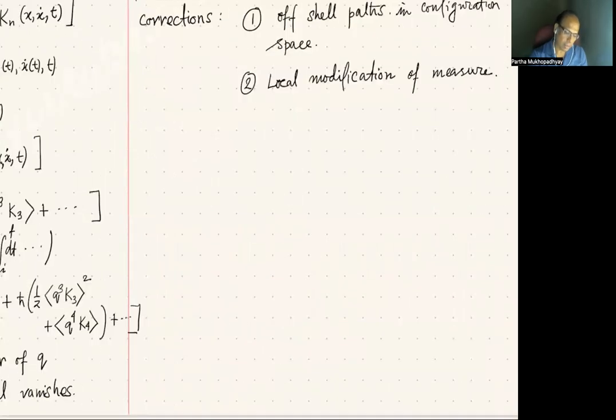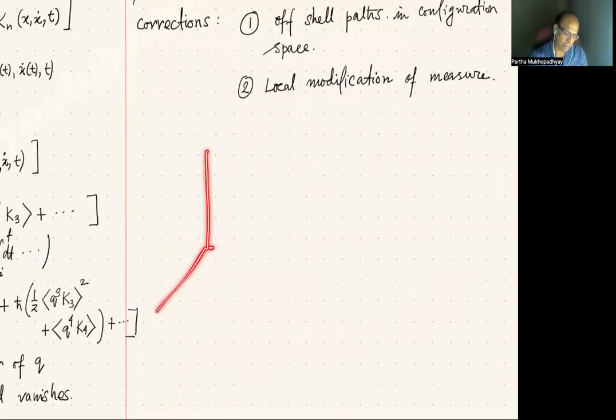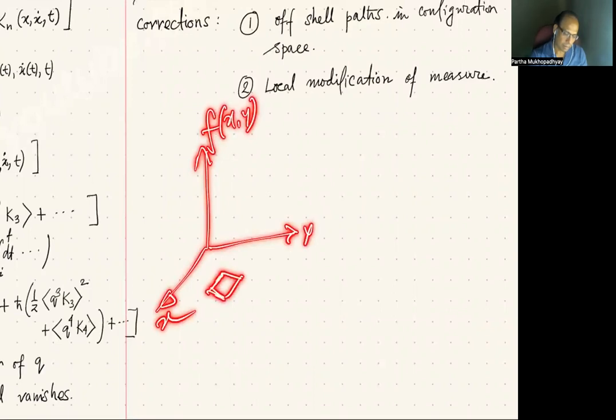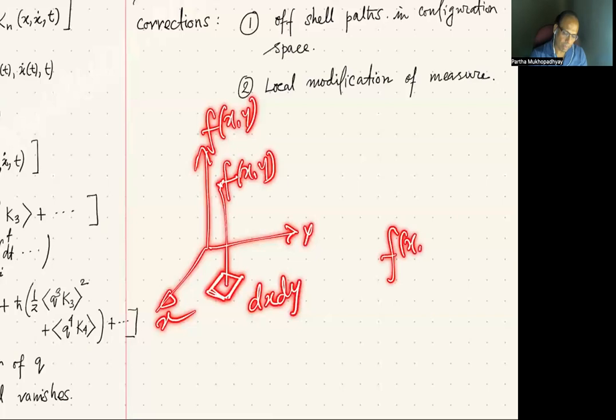If you go to higher dimension, say x and y, and you have f(x,y), here also you have an area element which is given by dx dy, and then the height f(x,y). Okay, and then f(x,y) dx dy is the volume of this entire thing.